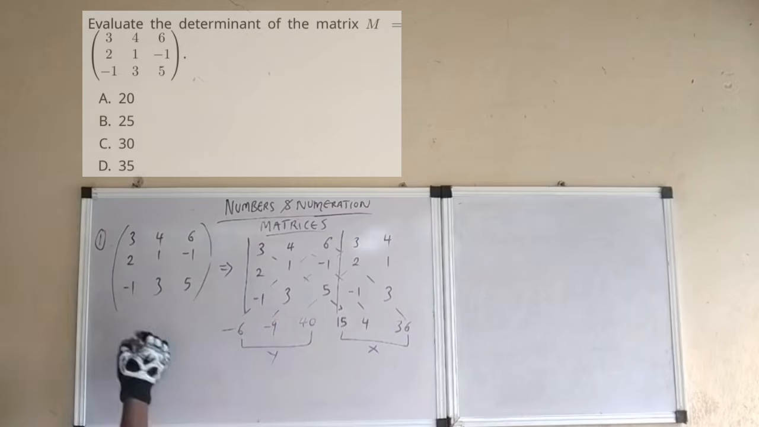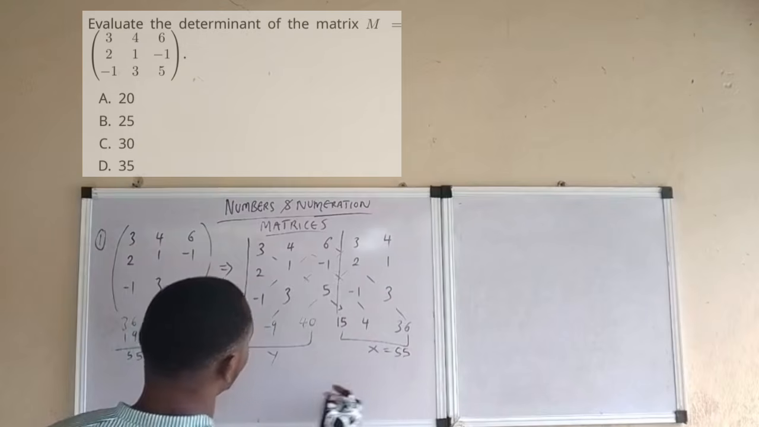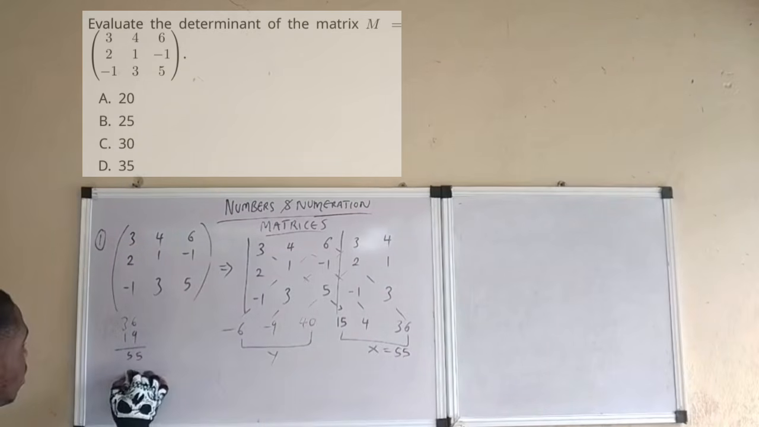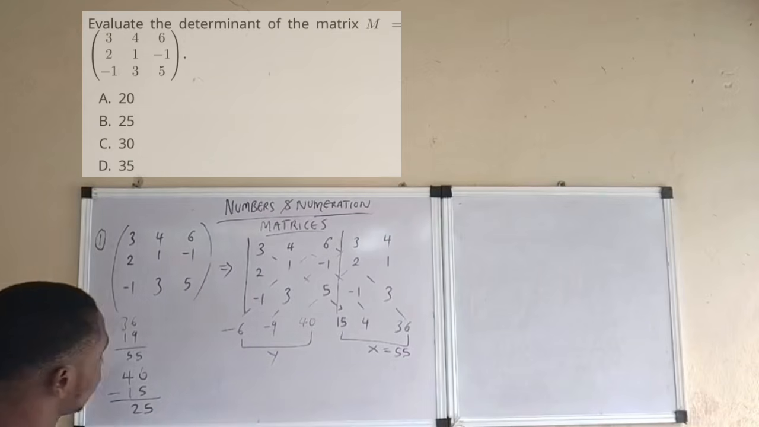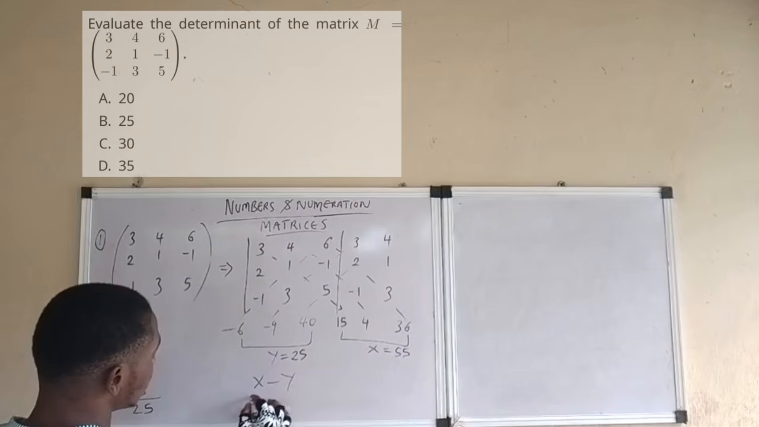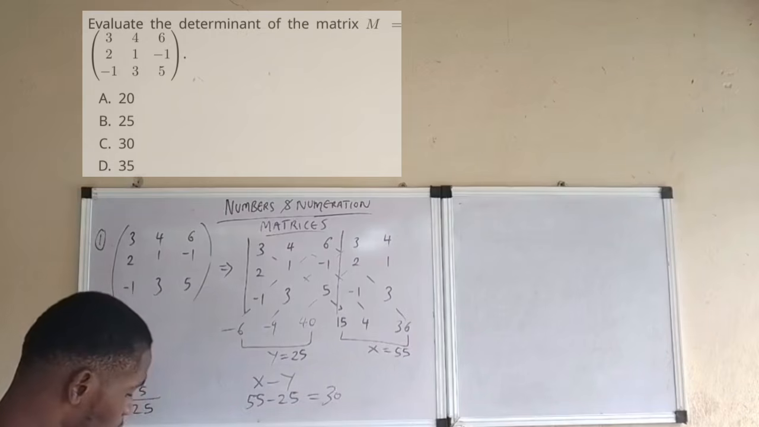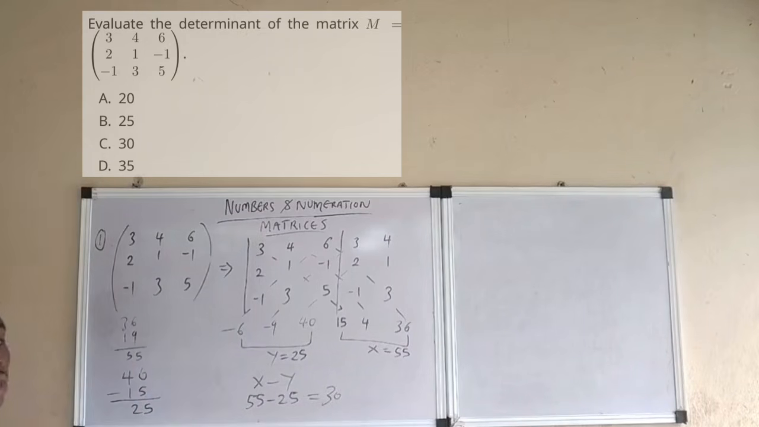So sum up 36 and 19, that's going to give you 55. Do you understand? So x is 55 and 19. So we have 40 minus 15. All right? When you subtract, we're having 25. All right? So y is what? 25. So the determinant of this matrix is x minus y, and x minus y is 55 minus 25, and that's going to give us 30. Okay? So the correct answer to this question is option C.